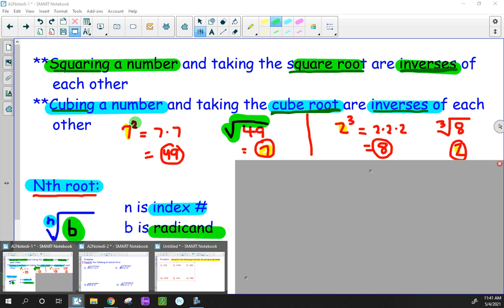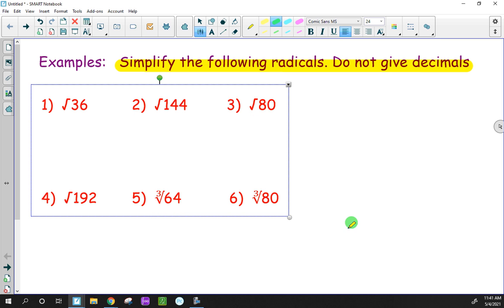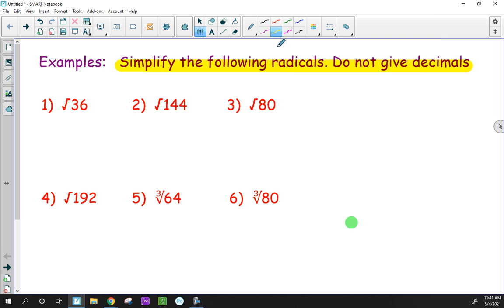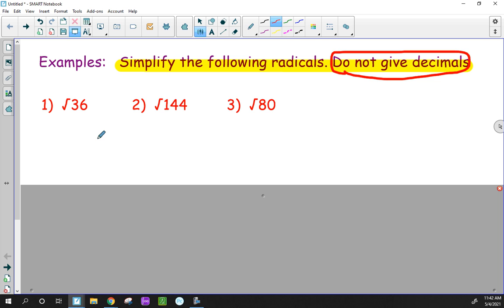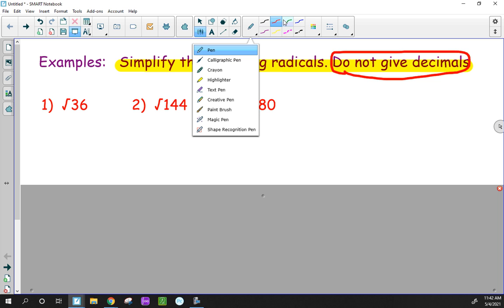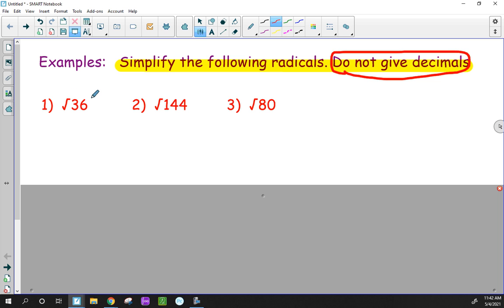So what we're going to learn in this unit is how to simplify radicals, using a simplified radical answer, and of course you can use your calculator, but you cannot give me decimal answers. So simplify the following radicals without giving me a decimal, and we're going to start with the first 3. Example 1. Notice that example 1 gives you the square root of 36.